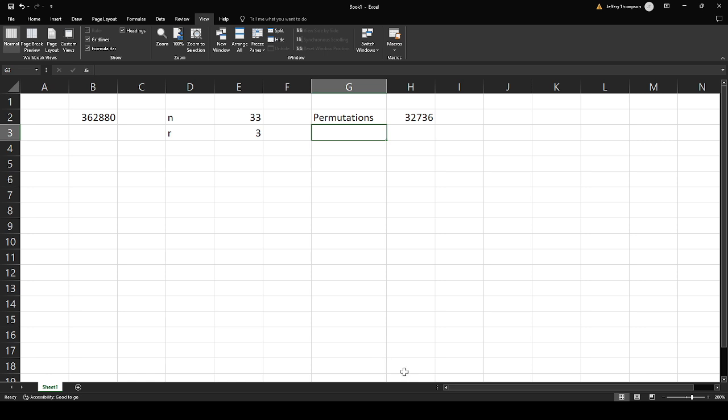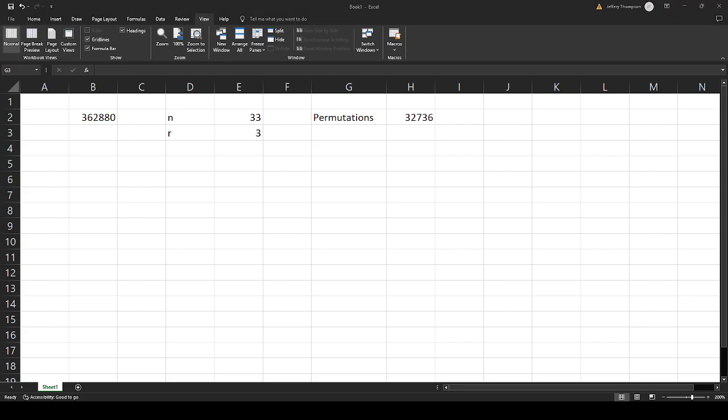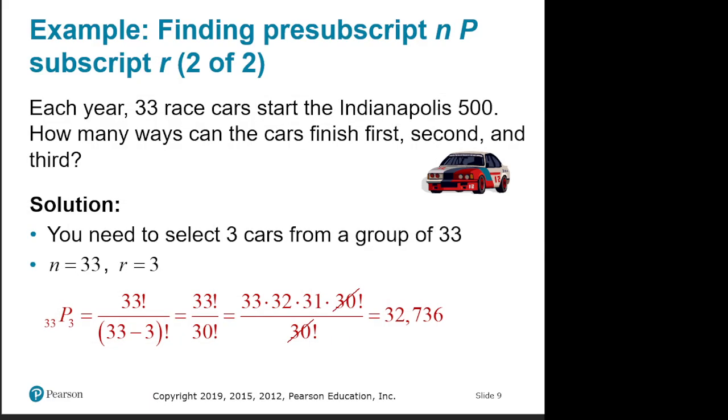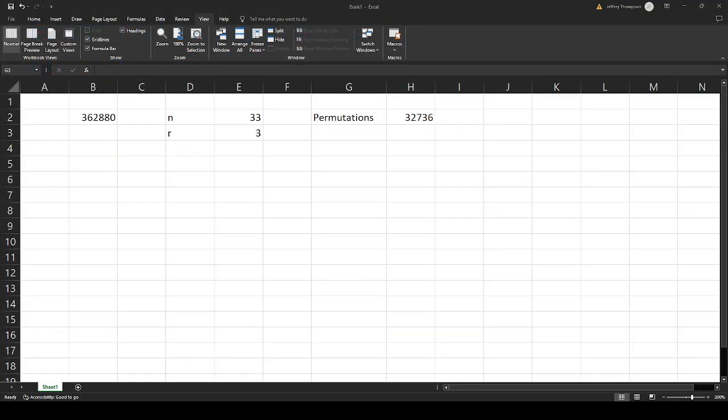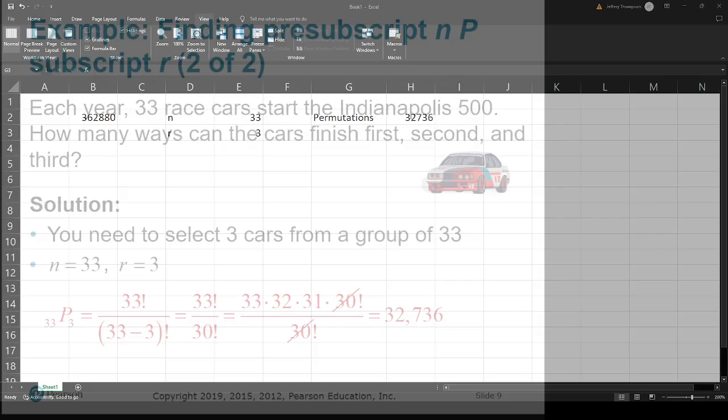So I'm looking at the different examples that we have. If we come back to the example we were looking at, we have 33 race cars, and we need first, second, and third. So we have n number of objects, and we're picking 3 of them. And so our function within Excel does the calculation for us quickly and efficiently by using our Excel commands.